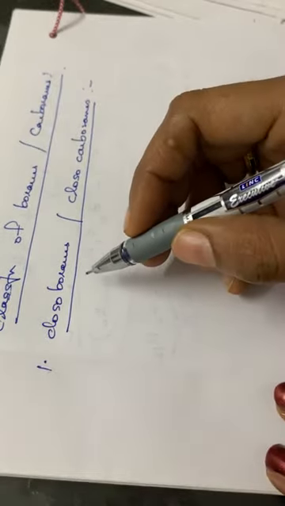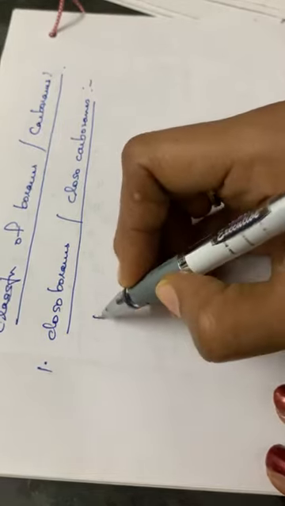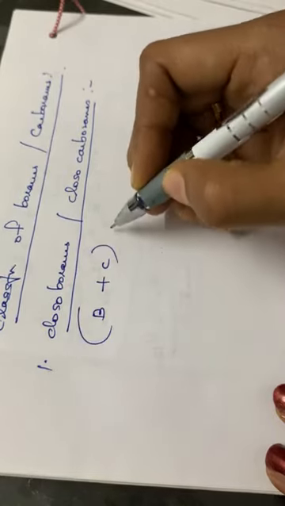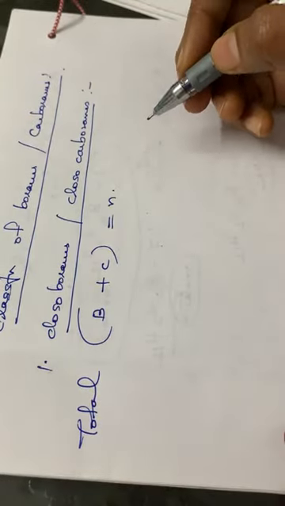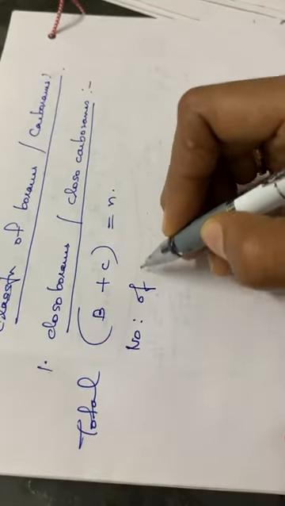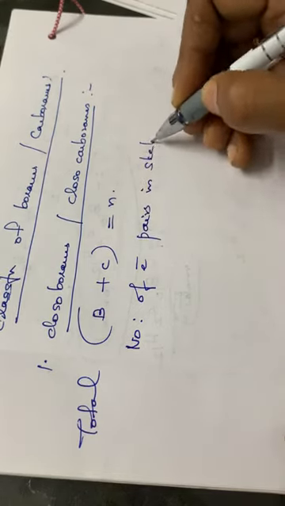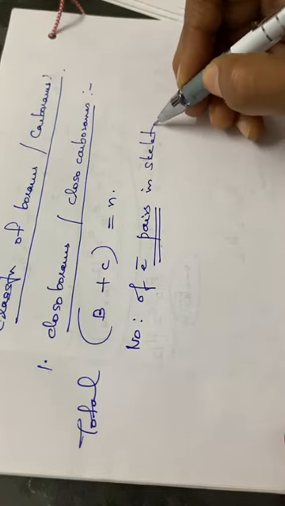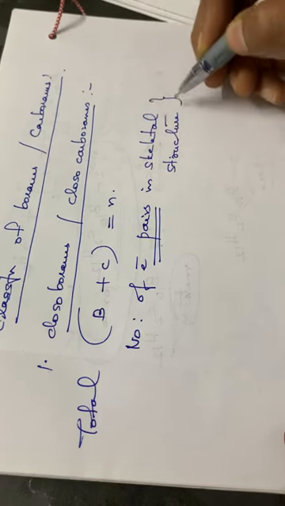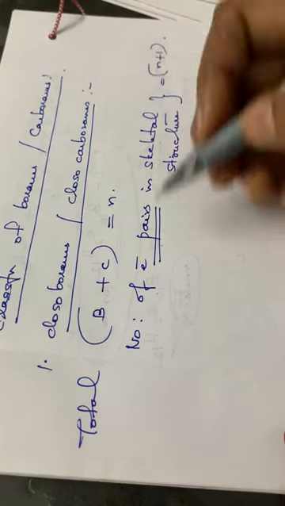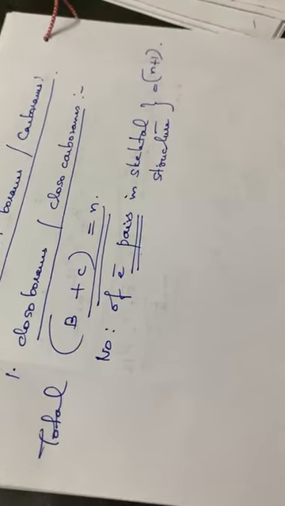So here, in closocarboranes or closoboranes, if the total number of boron and carbon atoms is equal to n, the number of electron pairs in the skeletal structure, we have to consider the electron pairs, will be equal to n plus 1. Okay, if the total number of boron and carbon atoms is equal to n, then the number of electron pairs will be equal to n plus 1.